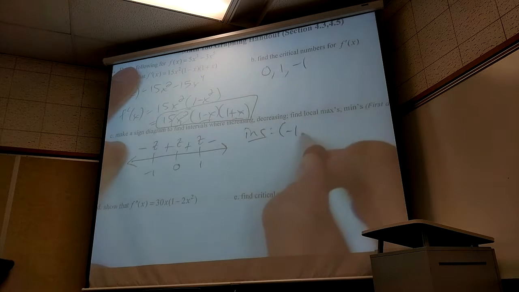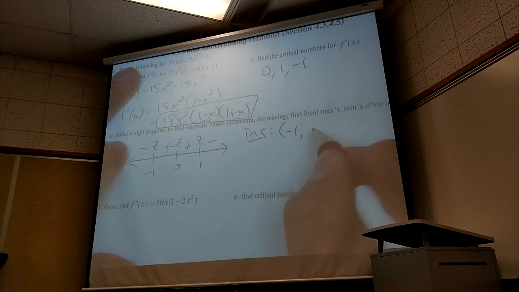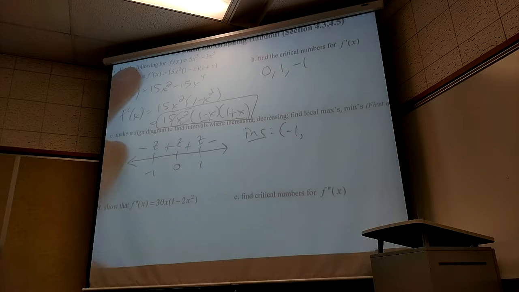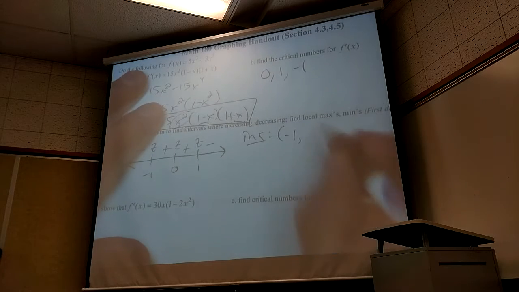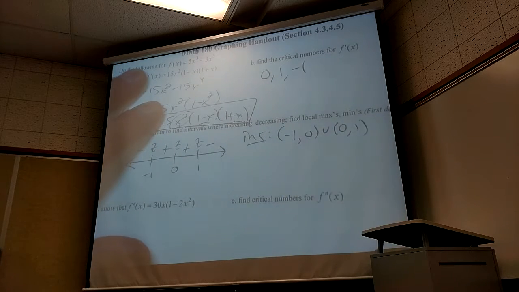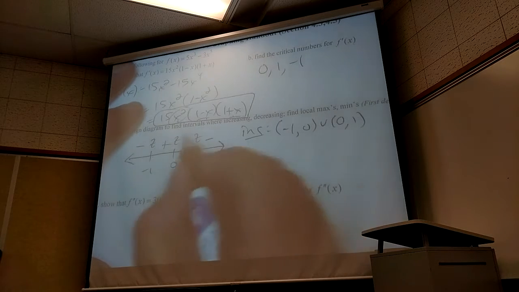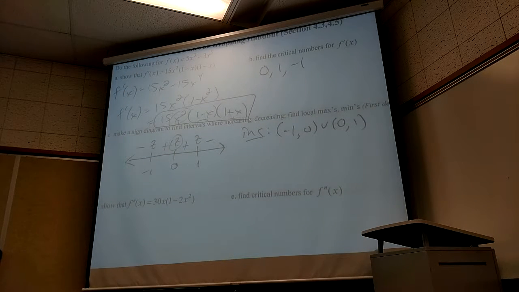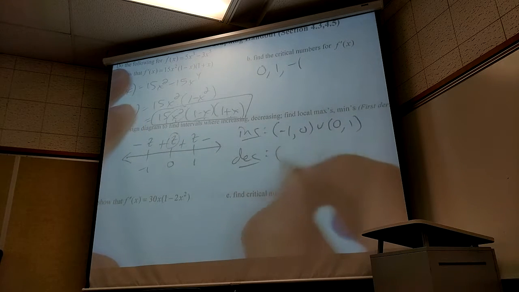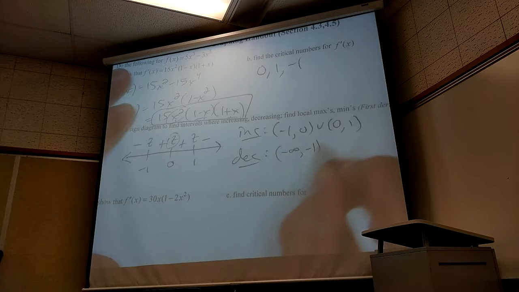Negative 1 to, not to 1. What's it doing at 0? Is it increasing or decreasing at 0? It is flat at 0. I know this is a tiny point, but you've got to stop at 0 and start over at 0 again. It's not increasing or decreasing, so that better not show up in any answer. What did I do to tell myself that? I put a Z there. So it's not increasing or decreasing. Where's it decreasing? And then of course 1 up to infinity there.